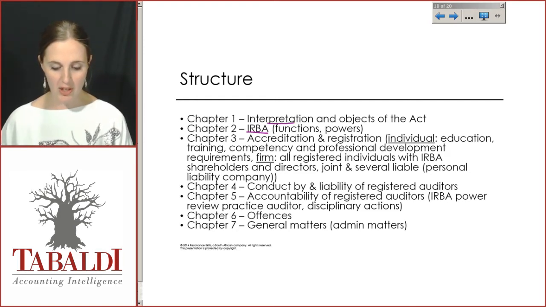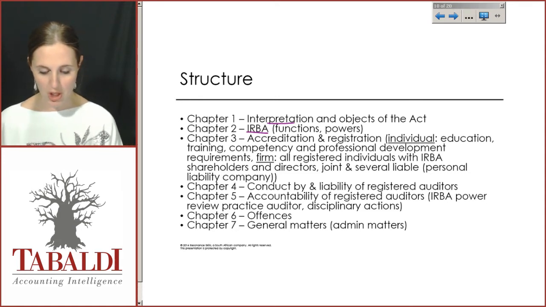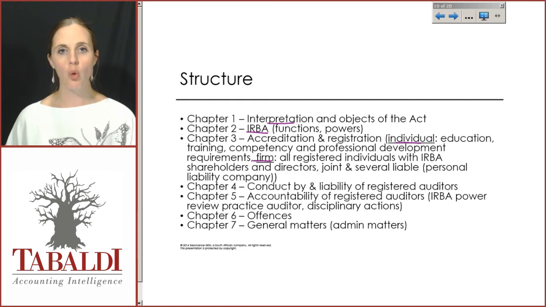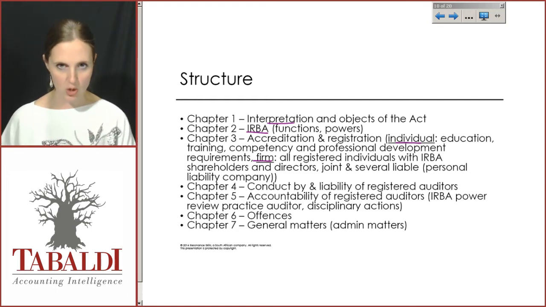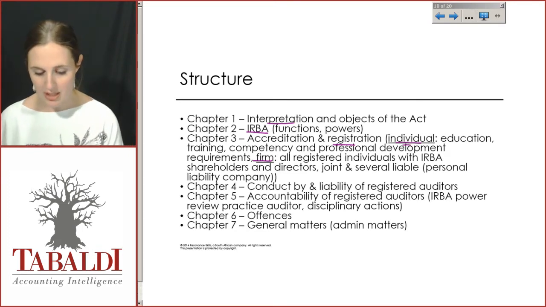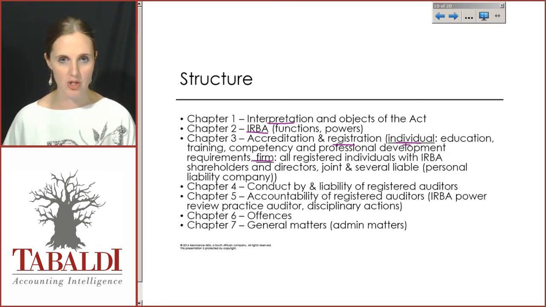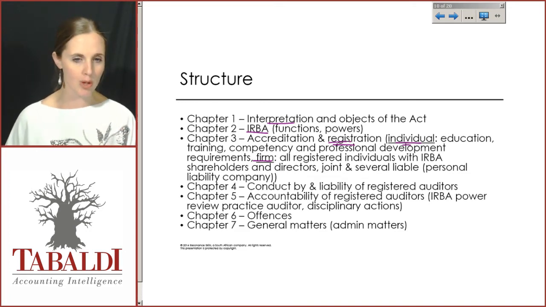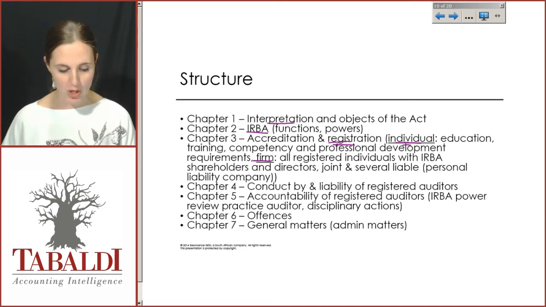Chapter 3 talks about accreditation and registration for both individuals and firms. So if you as an auditor want to open an audit firm, there are certain things you need to make sure you've complied with, and you need to be registered with URBA. And you as an individual, if you want to become a registered auditor, you have to comply with registration requirements. So both in terms of individuals as well as firms, you've got to make sure you fall within the requirements of Chapter 3.